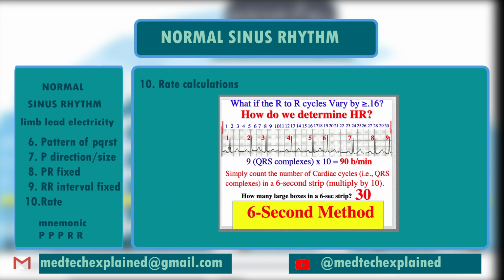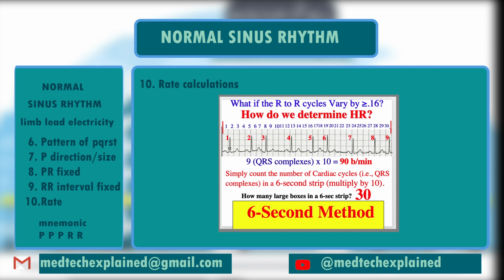Well, 30 large squares is 6 seconds. So count the number of R waves in 30 large squares. So, we have the rate in 6 seconds. Then we multiply the 6-second rate by 10 to get the rate estimate in 60 seconds. That's how you answer that tricky question.